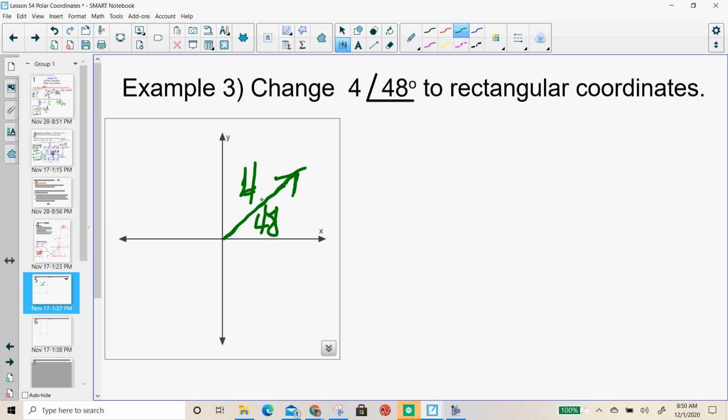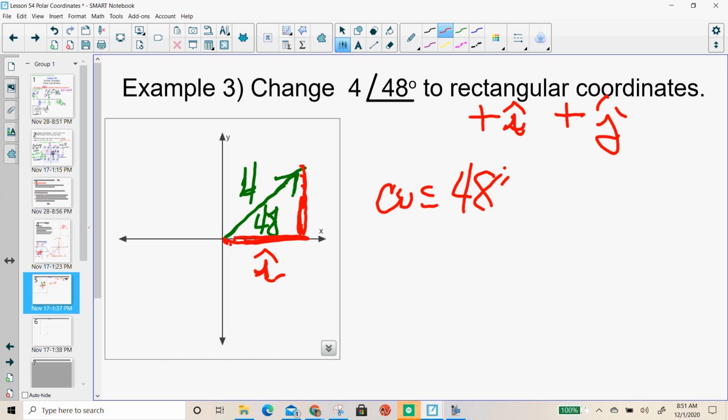And we label that that side is 4 units long. Now we are going to draw our right triangle. We must use part of the x-axis for one side. So now, since I'm in the first quadrant, I know that I need positive I hat, positive j hat. I hat is like the x part, so that's adjacent. The hypotenuse is 4. So cosine of 48 degrees is I hat over 4.